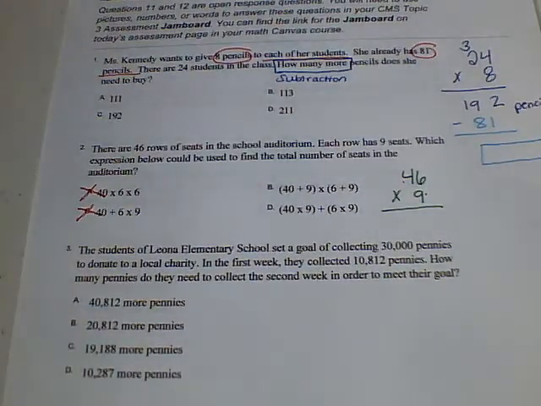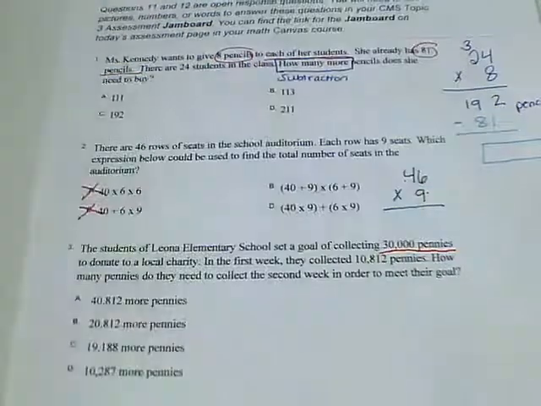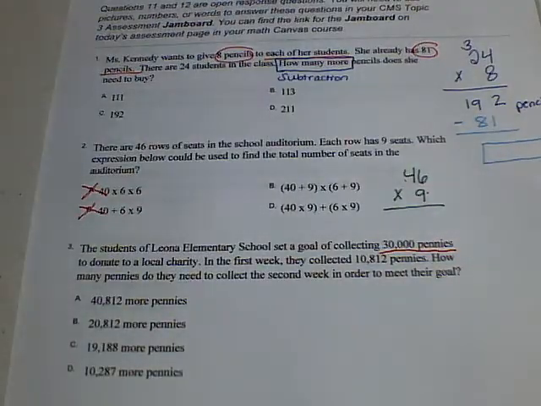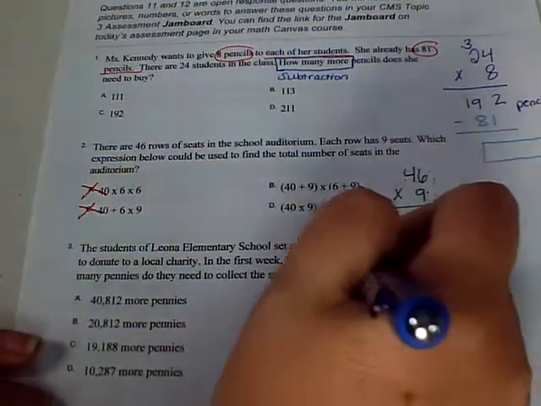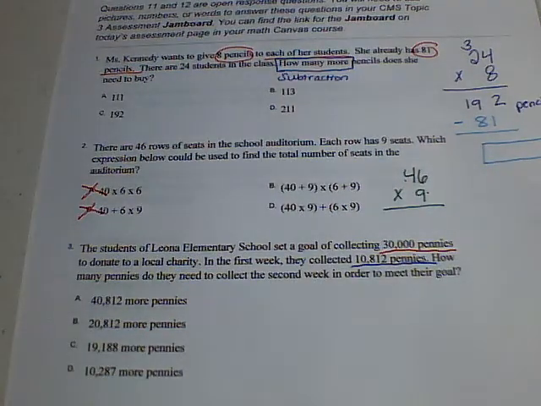The students of Leona Elementary School set a goal of collecting 30,000 pennies. So they wanted 30,000 of them. And they're going to donate them to a local charity. In the first week, so in week 1, they collected 10,812 pennies. How many pennies do they need to collect the second week in order to meet their goal?